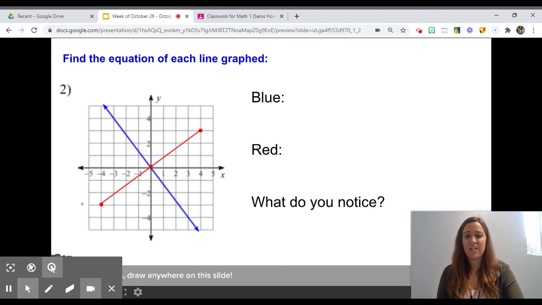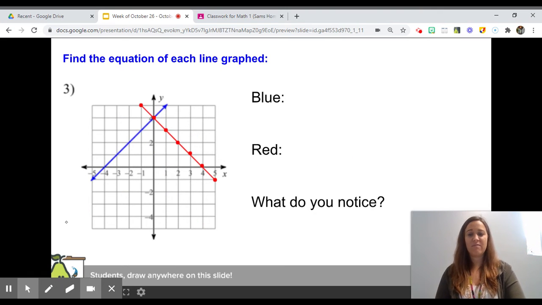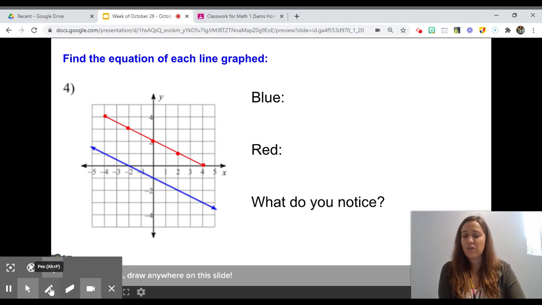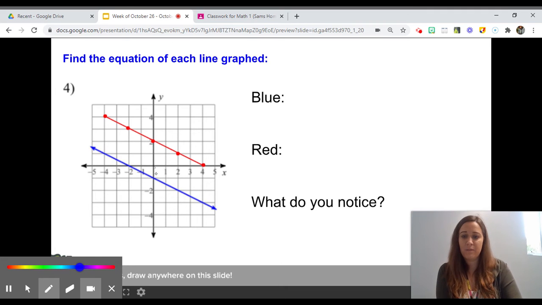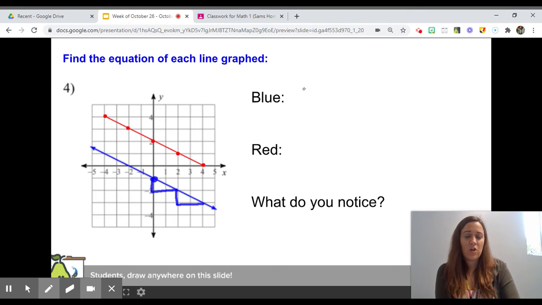Okay, so we're going to dive into the next question to see if we can find a sound argument for our parallel lines. For parallel, again, I'm going to find the equation for the blue line. We're starting here at -1 and going down 1 over 2. So y is equal to -1/2 x minus 1 for that y-intercept.